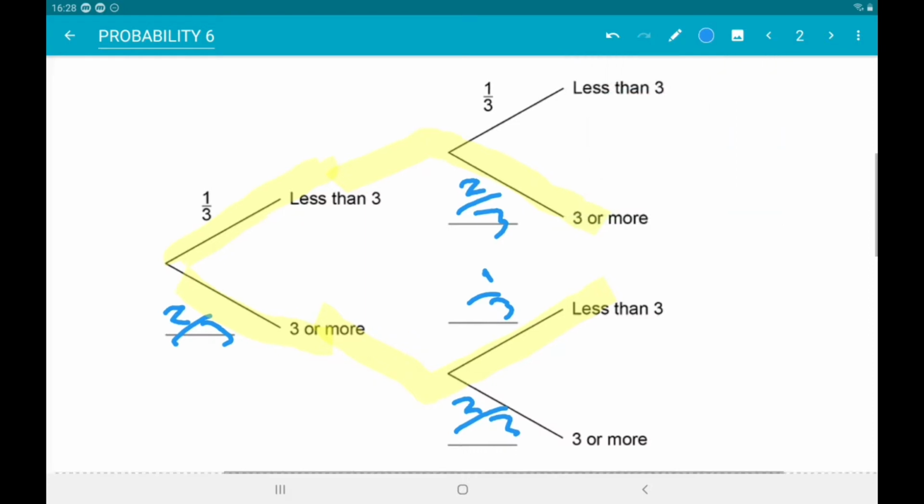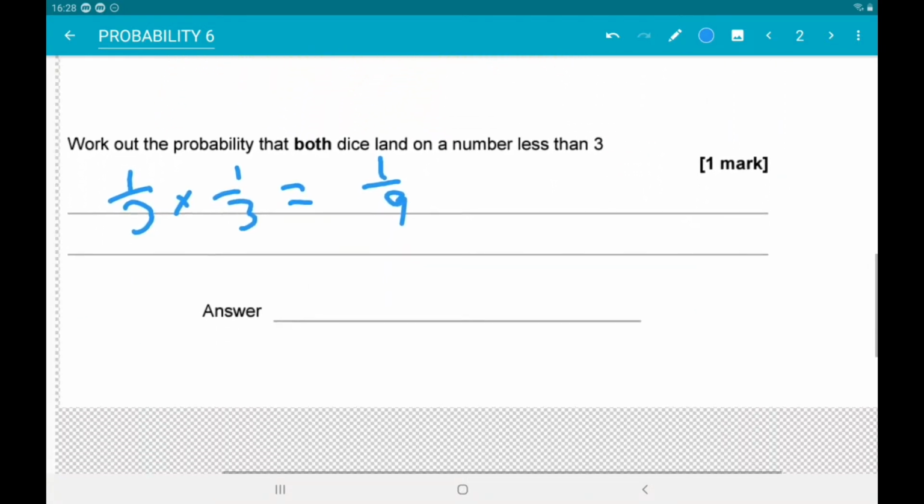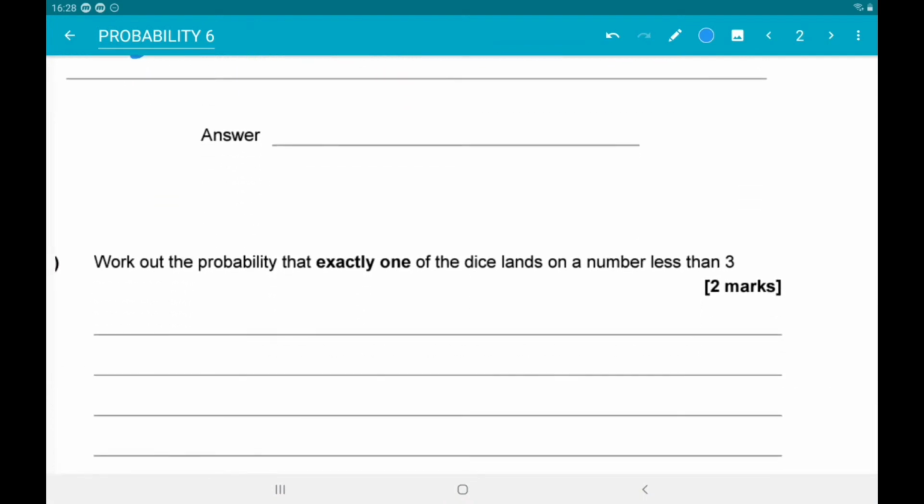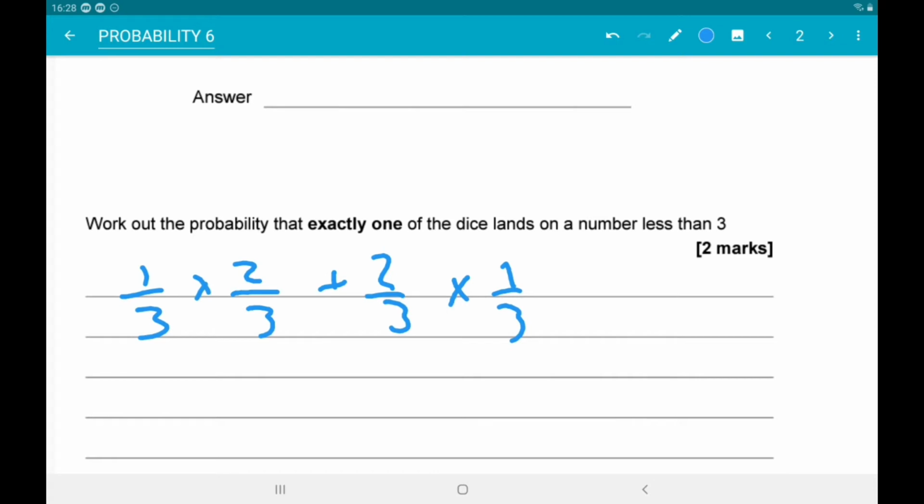So we're going to have 1/3 times 2/3. Add 2/3 times 1/3. Now that is 2/9. Add 2/9. And that is 4/9.